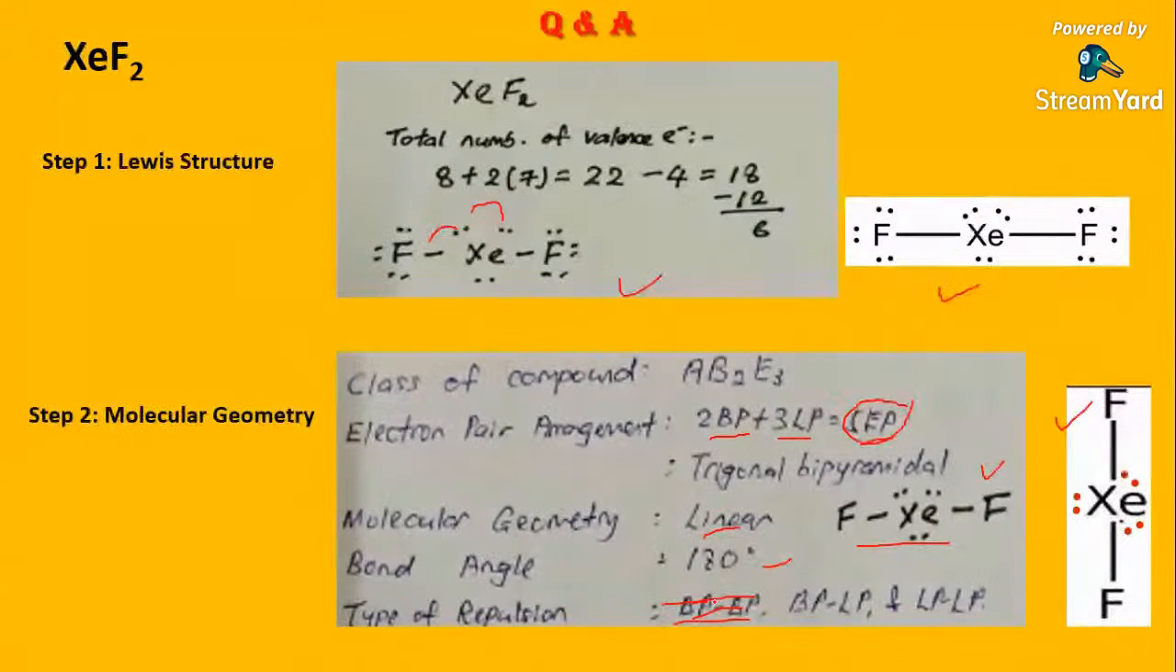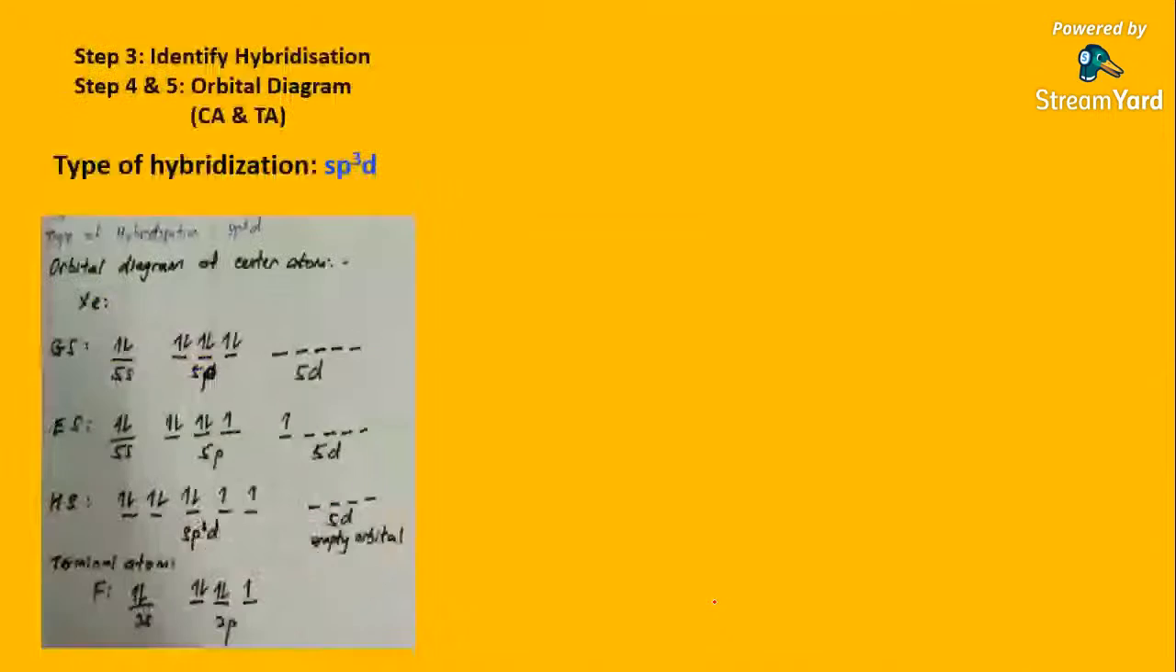Again, type of repulsion not compulsory. I just do it as a package for you all. Okay, the main part over here.